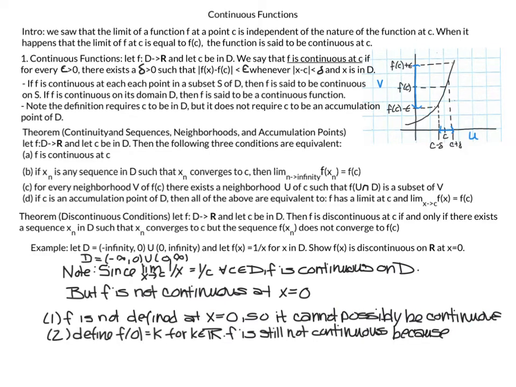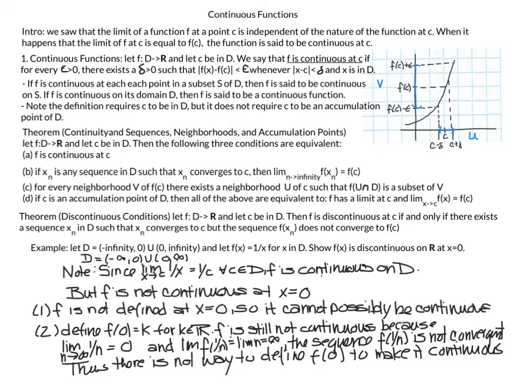But you might recall in calculus, sometimes if there was a function and it wasn't defined at a point, we would define the function at that point in such a way that our function was continuous. In other words, we would set f of 0 equal to some real number, and if we picked the right real number, f would be continuous. But in this case, we can't, that's just not possible. There's no number we can define. f is still not continuous.